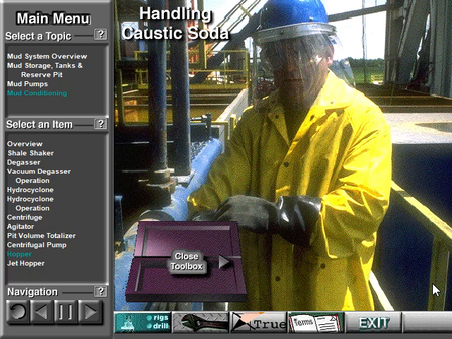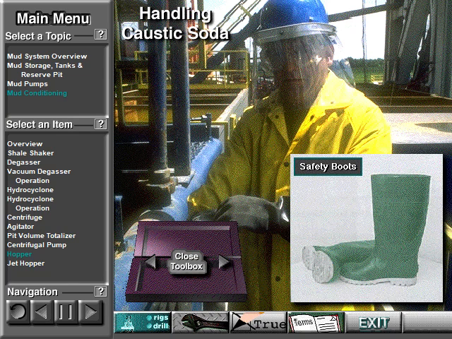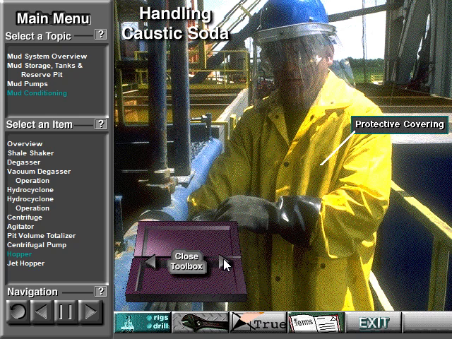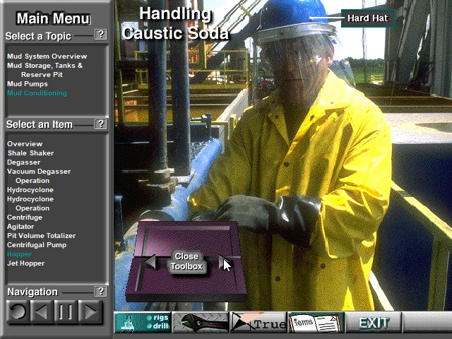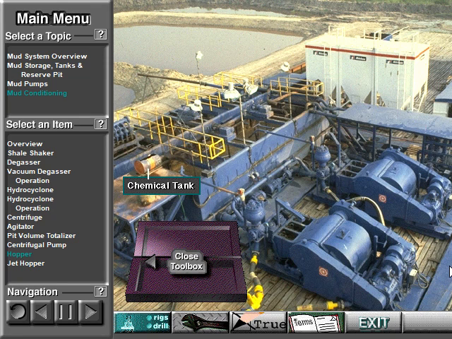It takes special personal protective equipment to handle caustic soda. When working with caustic, one must wear goggles, a face shield, rubber gauntlets, safety boots, coveralls, and a hard hat. Caustic soda should be mixed using the chemical tank, not the hopper.